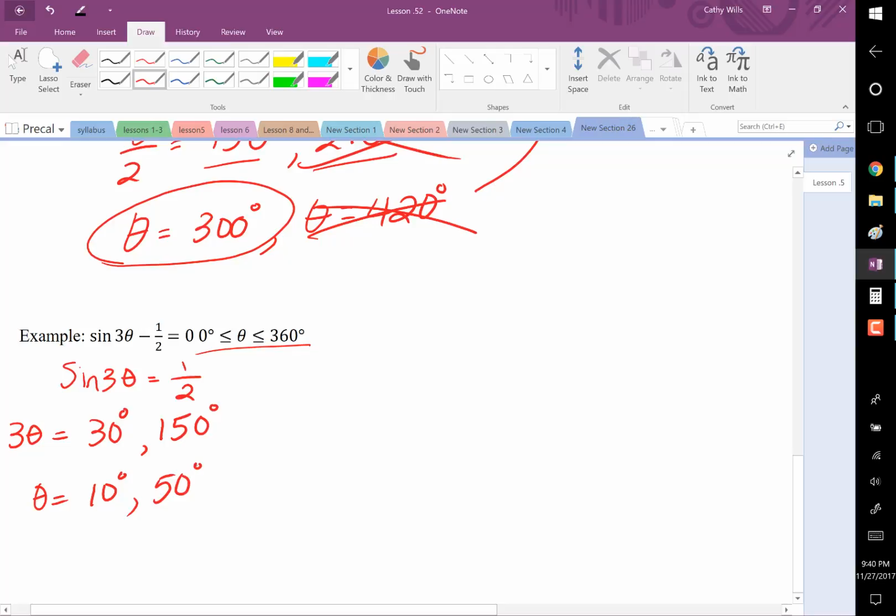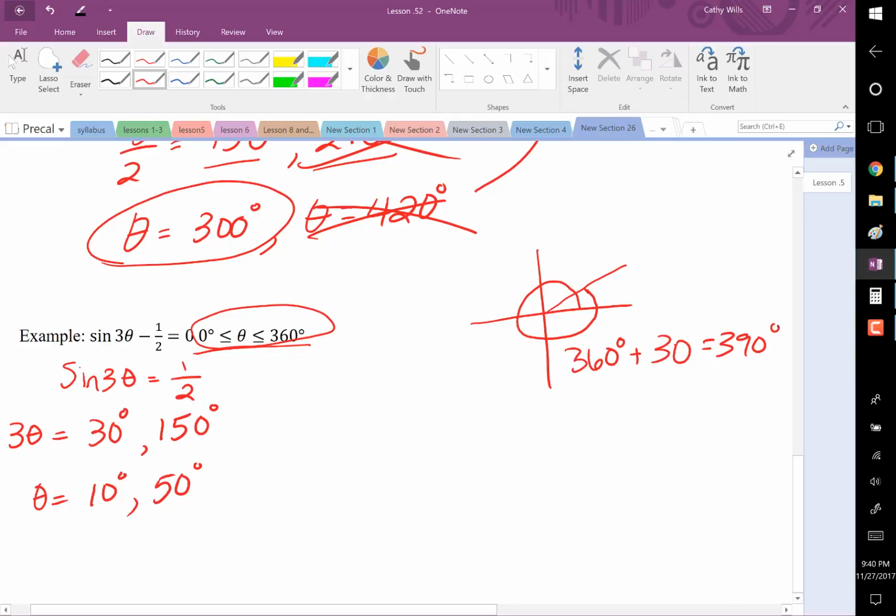So you've got these two little values for theta, and you've got this whole big range to fill up. You can get more values for theta by spinning around the circle. All right, so we went to 30 degrees, which is right here. That's where we got one of our solutions. So we're going to spin all the way around the circle, 360 degrees, and another 30 to get back there again. So 360 plus 30 is 390. So another choice for 3 theta is 390, which makes theta 1/3 of that, so 130.